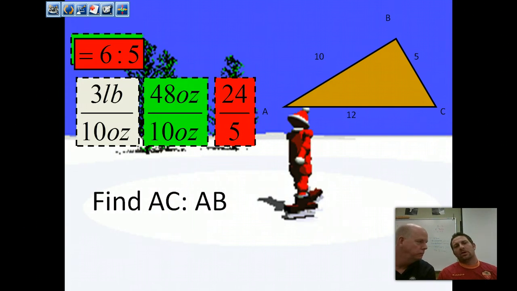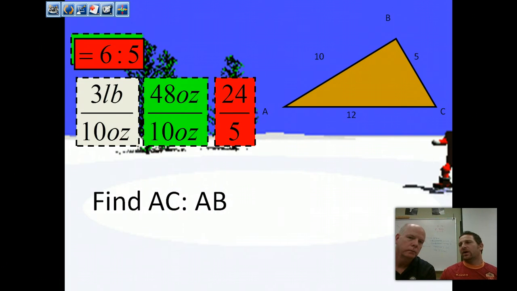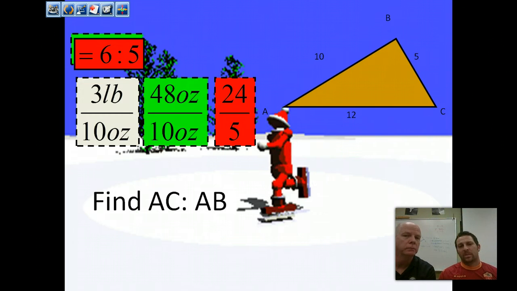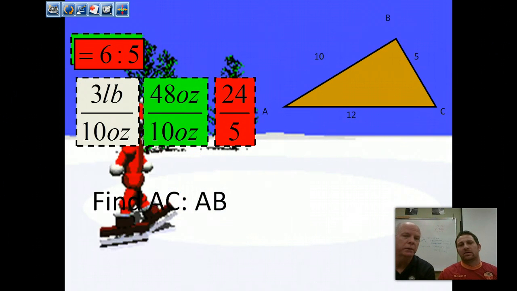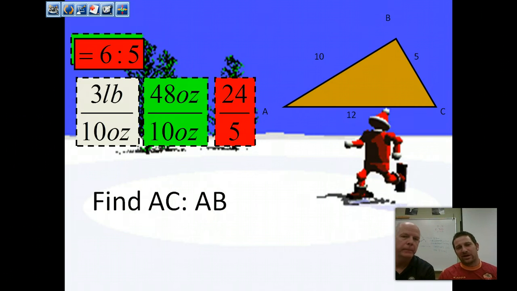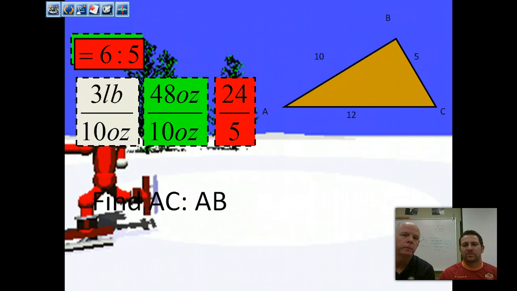Now, Mr. Scritchfield, I know some of the kids are going to ask, should they reduce 24 over 5 to a mixed number? No, we want to leave it as a ratio. If it's written as a mixed number, we won't recognize it as a ratio. So don't take it too far, guys. Just reduce it, but keep it as a fraction, and don't change it to a mixed number. Good point.